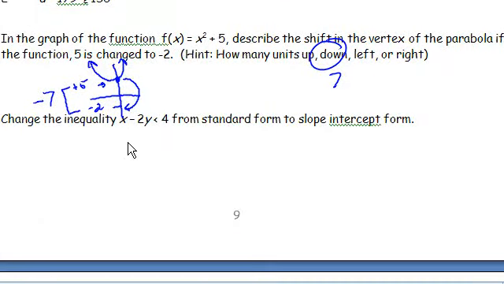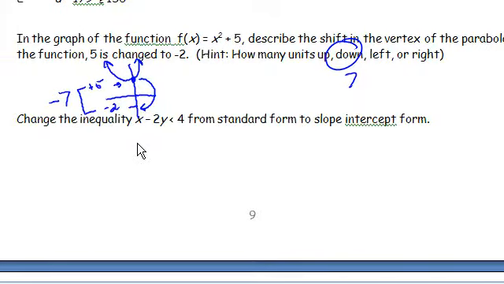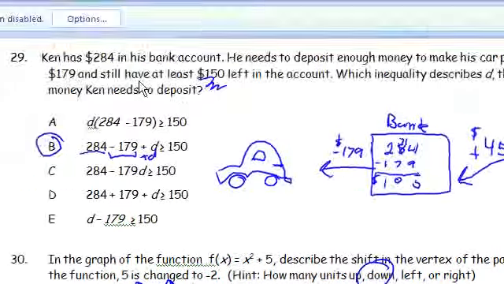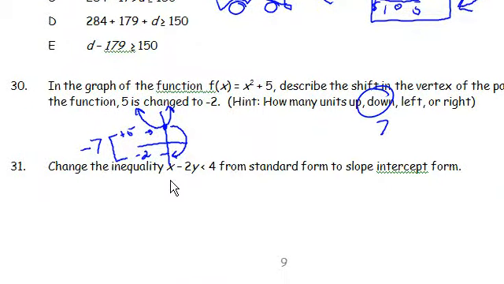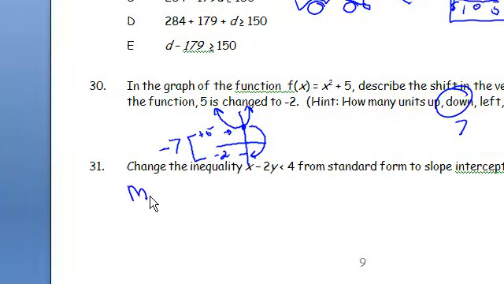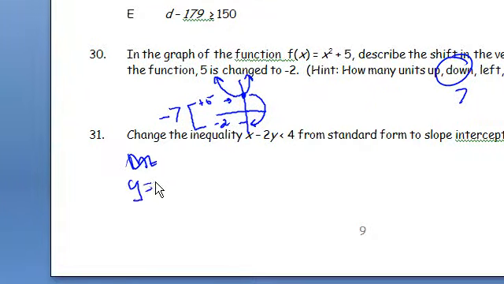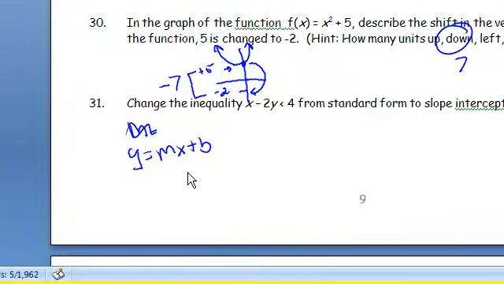Alright, let's talk about 31. Change the inequality x minus 2y is less than 4 from standard form to slope-intercept form. Slope-intercept form is y equals mx plus b, so let's make this look like that. So we'll go -2y is less than 4. We'll subtract x from each side, so 4 minus x. Then we will divide each side by -2.